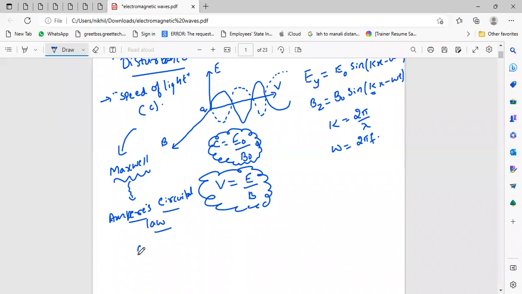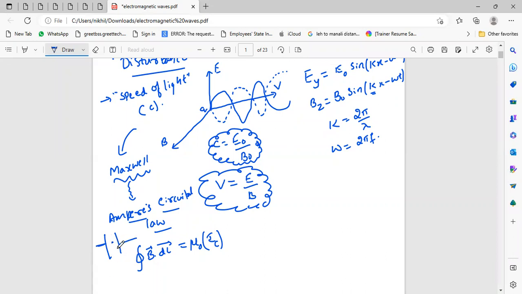Now, according to Ampere's circuital law, you know that the line integral of magnetic field, that is B dot dl, must be equal to what? Mu naught times the total current, which you considered as the conduction current. This is Ampere's circuital law. But this law is not universal. If I apply the same Ampere's circuital law for the capacitor, between the two plates of the capacitor, this law fails.